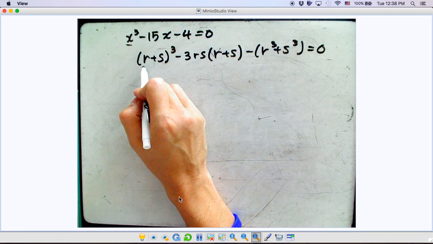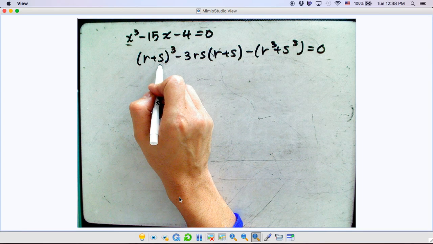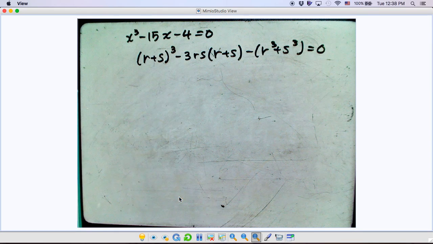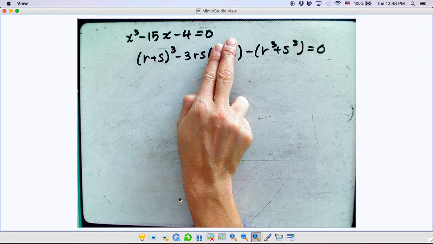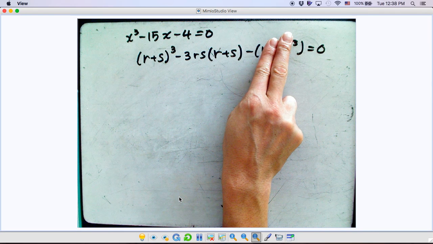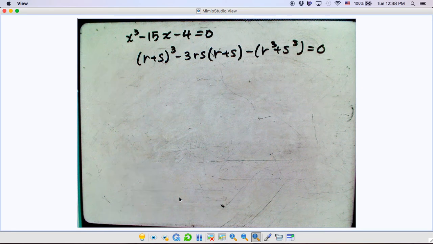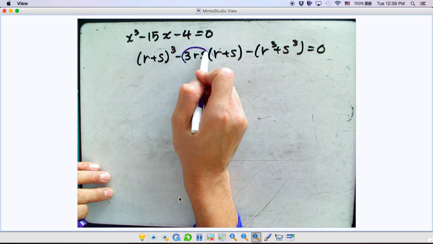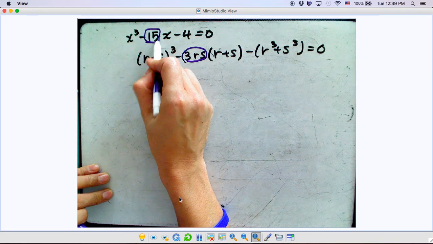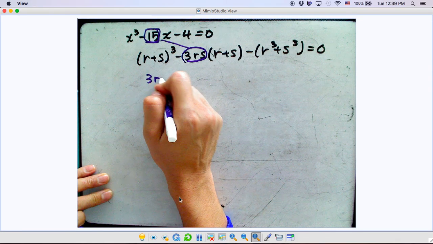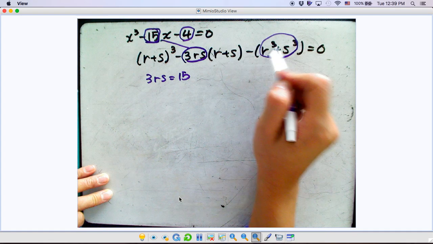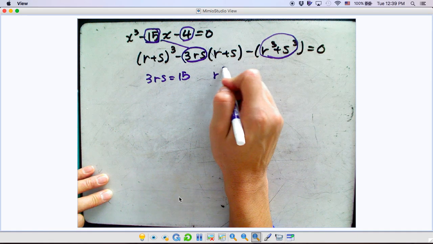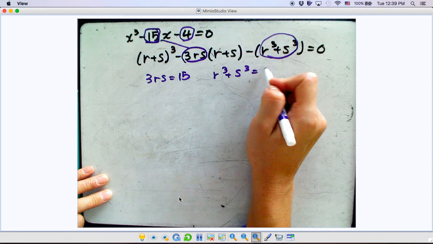If you can find what r and s are, then that's going to be the number that we plug in over here. So if I cover this one, that looks like x, and if I cover this one, that looks like x, and this one should be equal to 4. Comparing these two equations, the 3rs and the 15 correspond, so 3rs equals 15. Also, the 4 and r cubed plus s cubed should be equal, so r cubed plus s cubed equals 4.